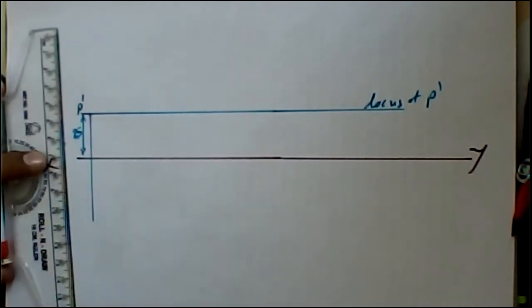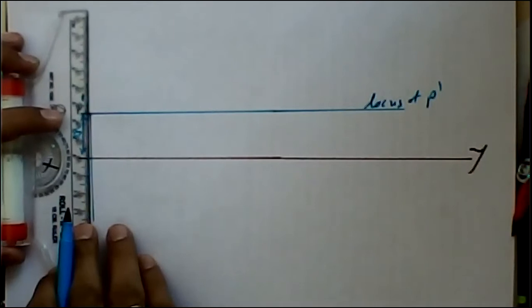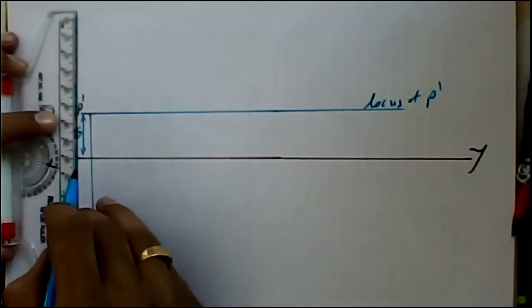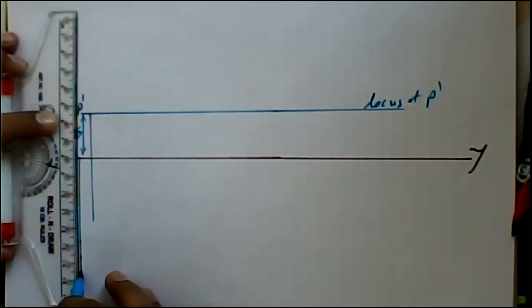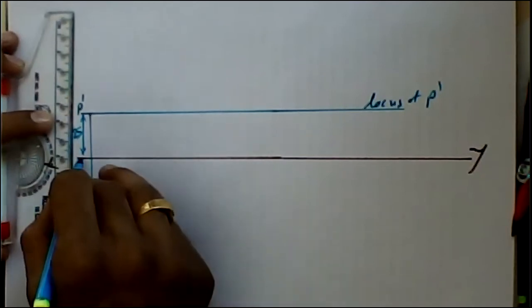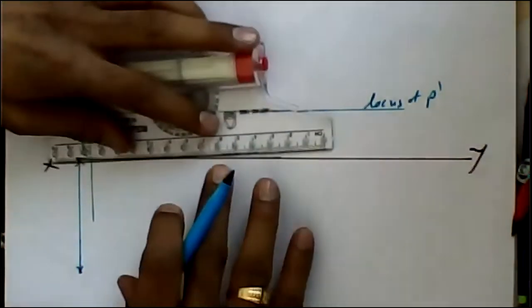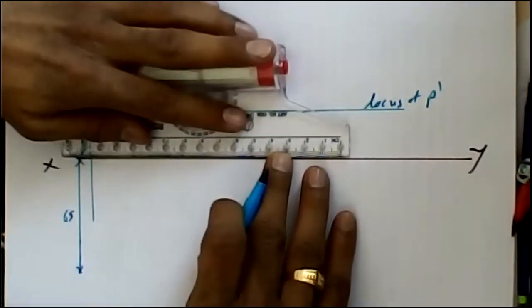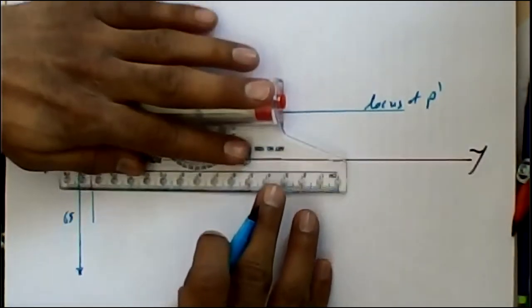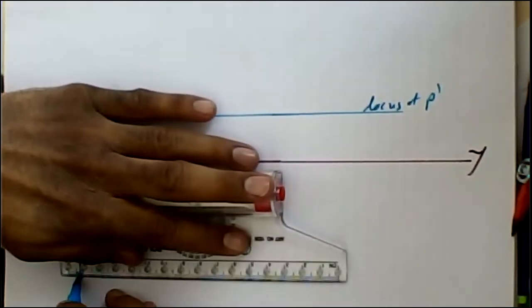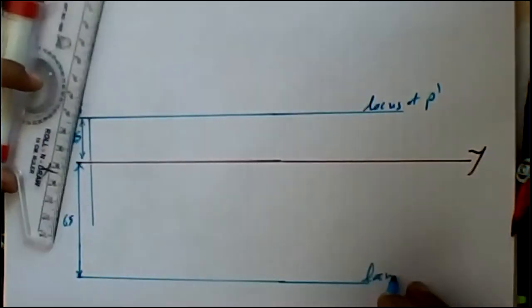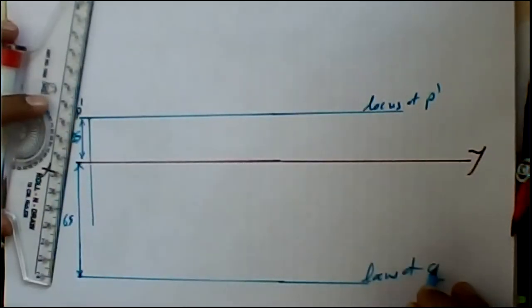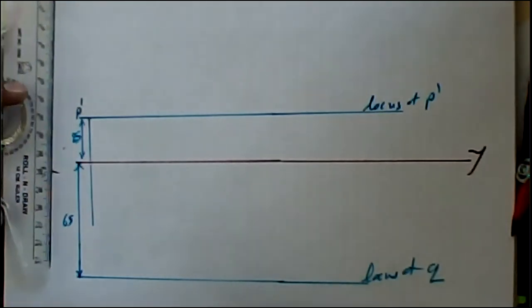And for Q it is mentioned that it is 65 mm in front of VP. There are two possibilities. The point can be in the first quadrant or it can be in the fourth quadrant for in front of VP formation. So I'm just drafting its locus as a reference. This is the locus of Q. In any case, it is going to be Q only.